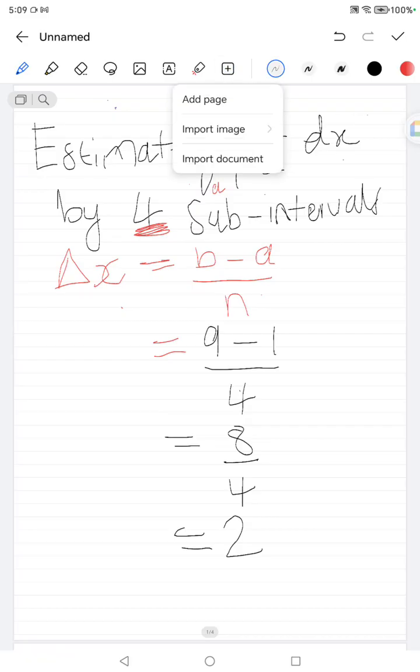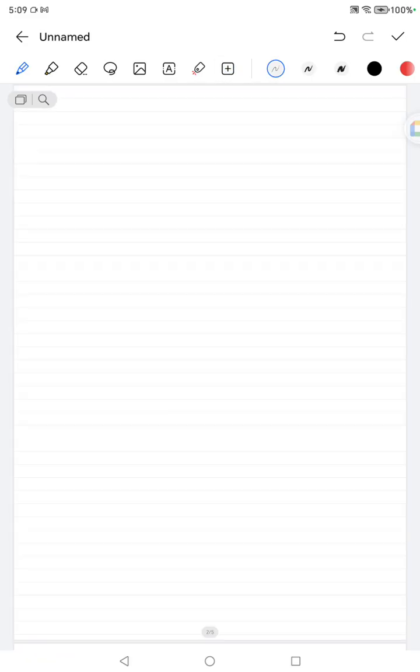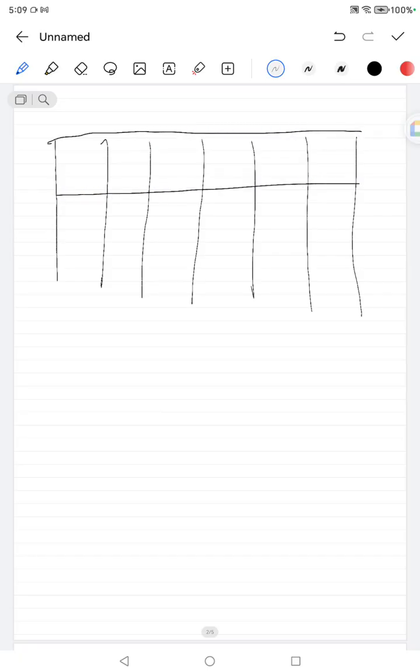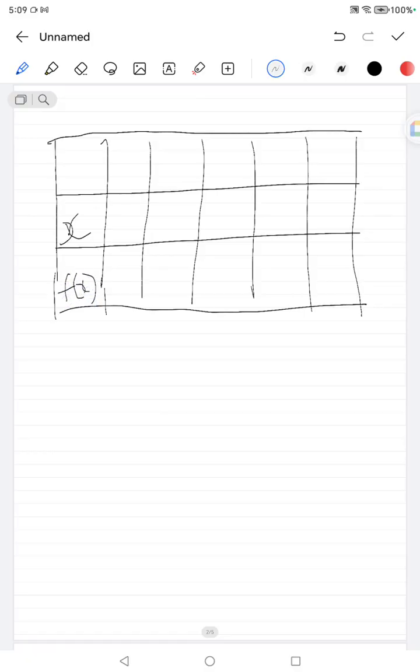Then now let me edit the page. You go and try and draw your table. Remember it has to be your x, where you have your 0, your 1, your 2, your 3, your 4. So it's going to be something that looks like that. Then this is where you're going to be having those x values, and this is your f of x or your y values.